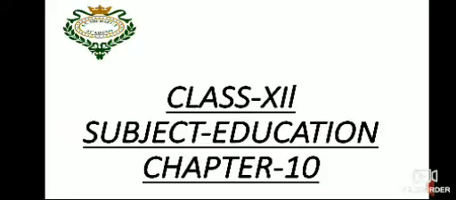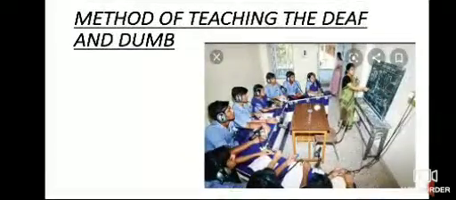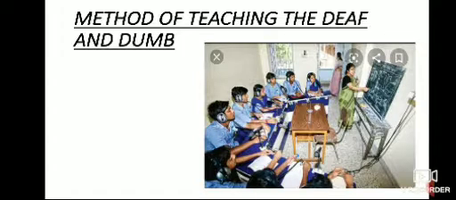We'll continue with chapter 10 and we'll start with a new topic, that is method of teaching the deaf and dumb. Basically, the curriculum for the deaf and dumb and the curriculum for the blind do not differ much in organization. In the initial stage, training of other sense organs excepting the impaired one has been suggested. General education in traditional school subjects is recommended for them.